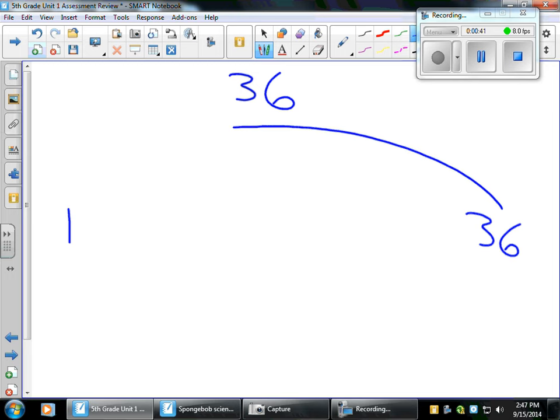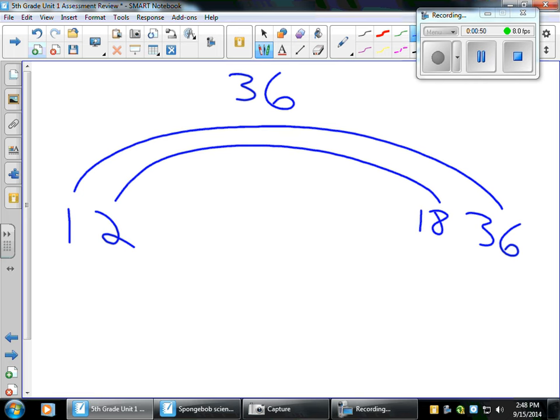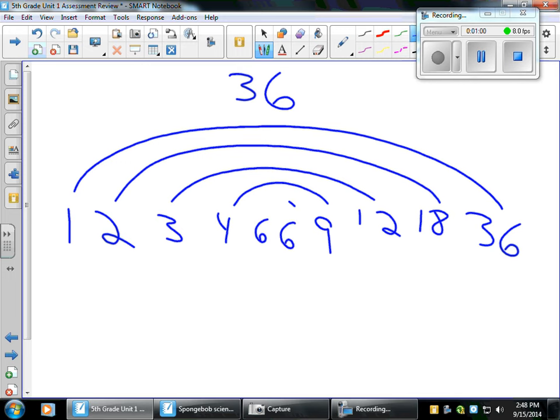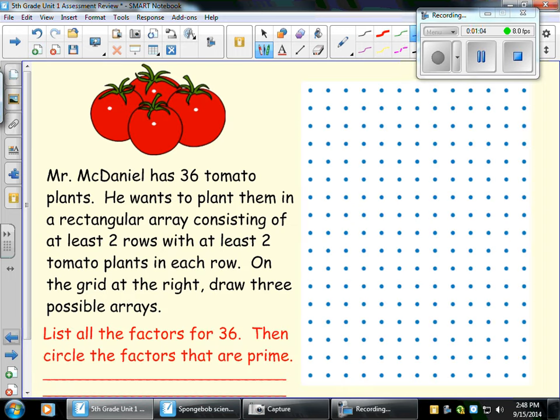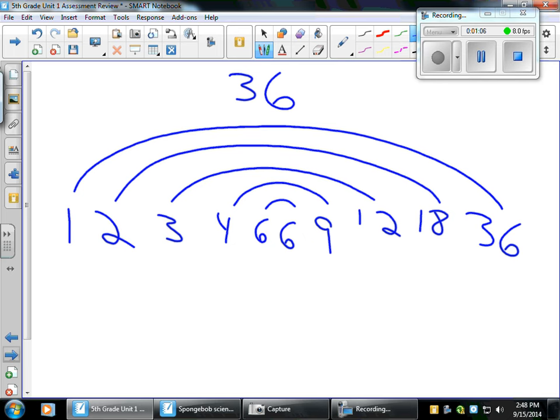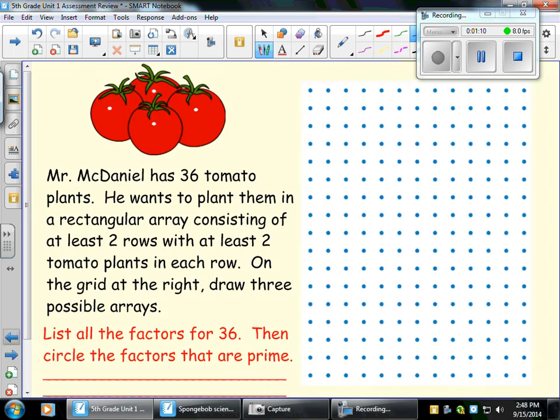Here's my rainbow. The number 2, can 2 go into 36? 2 times 18 equals 36. Can 3 go into 36? 3 times 12 can go into 36. Can 4 go into 36? 4 times 9. And we know 6 times 6 goes into 36. All they want me to do here is show 3 of these. So I'm going to pick this one right here. So I'm going to pick 2 times 18.